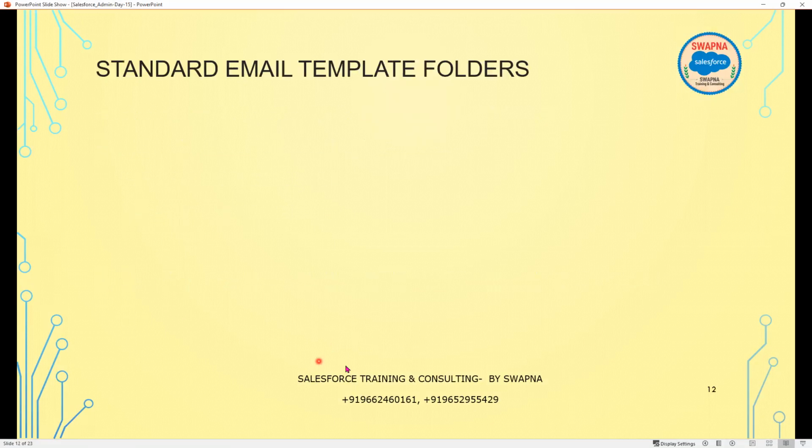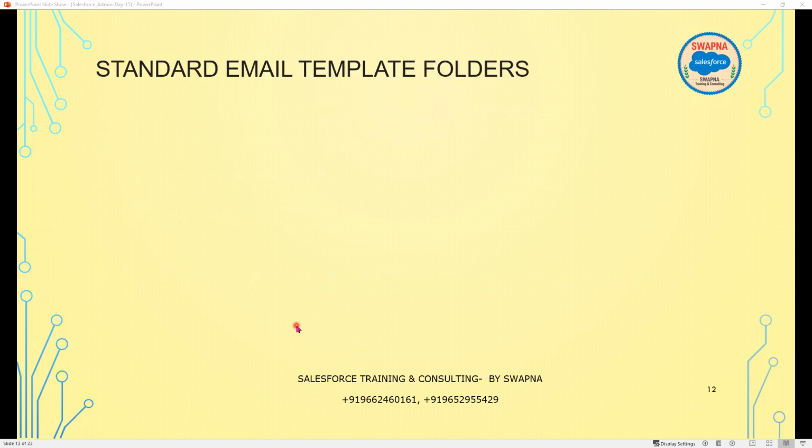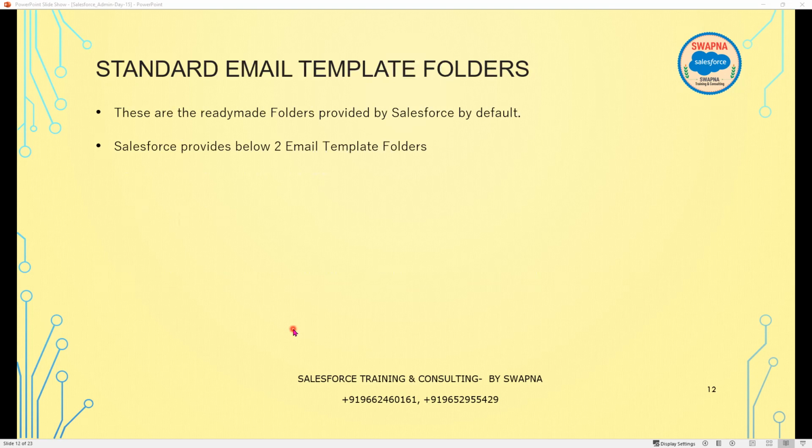Now, there are two types of email template folders. One is the standard email template folder. The second one is the custom email template folder. For standard email template folders, Salesforce provides two default folders. One is the Unfiled Public Classic Email Template folder, and the second one is My Personal Email Template folder.